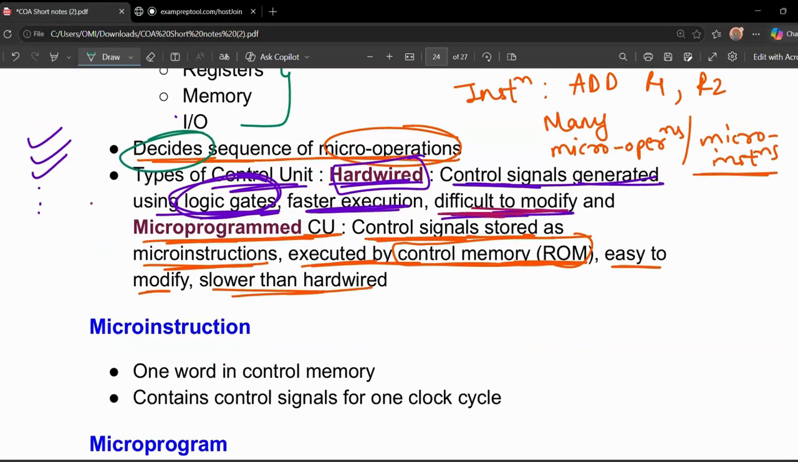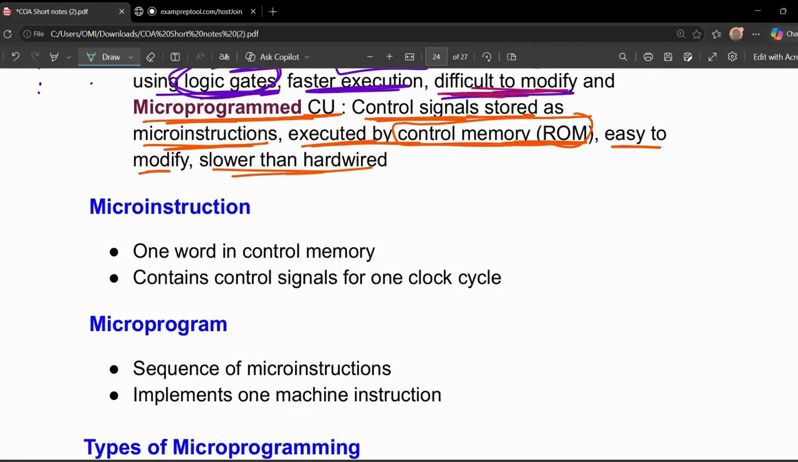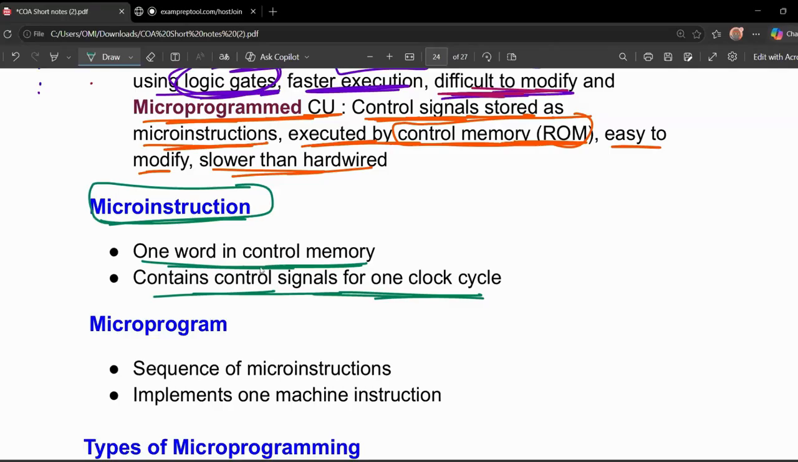So this is the micro instruction. What is a micro instruction? One word in control memory, and it contains the control signals for one clock cycle. Now what is a micro program? A program contains many instructions, so a micro program contains a sequence of micro instructions. This is the definition of a micro instruction and a micro program.